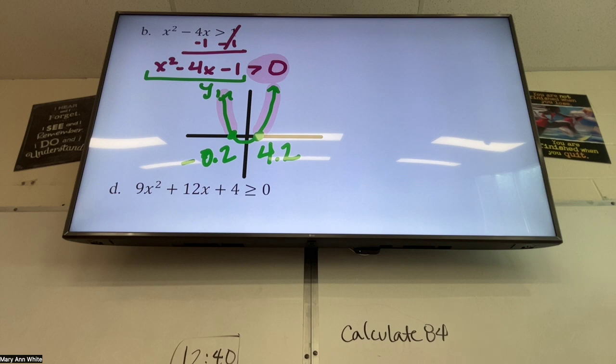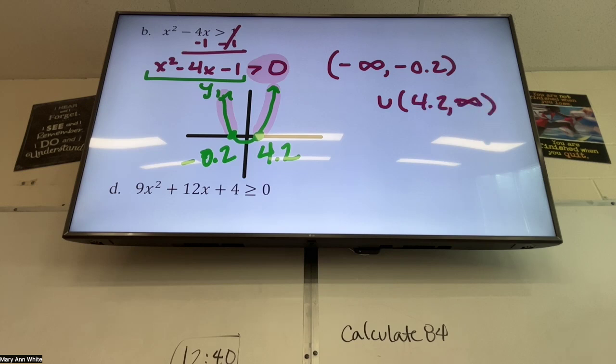I've got 2 intervals I see here that are greater than 0. How am I going to write the interval? I did negative infinity to negative 0.2. Perfect. 4.2, perfect. And did you use parentheses on all of them? Perfect. Good. That was excellent.